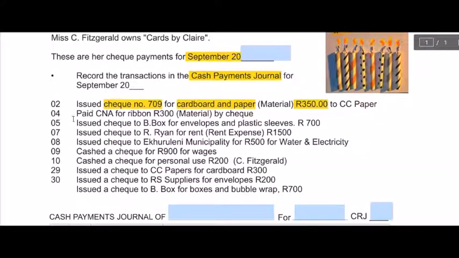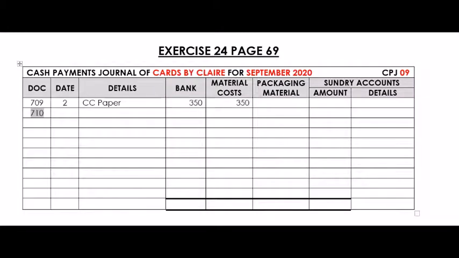The next one on the 4th said paid CNA for ribbon, 300 Rand. It's also material, so obviously the ribbons are used to make the cards pretty. By check. You will notice that they didn't give us the check number, but the rule with the CPJ is all of the checks just follow on each other. So the previous one was 709, this one will be 710. So it's check number 710 on the 4th. The company we're buying from is CNA, 300 Rand, and ribbon is also material costs.